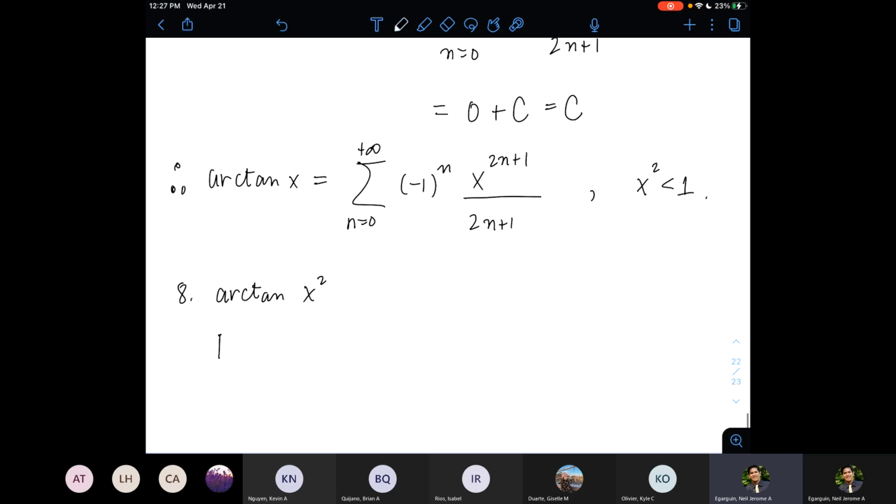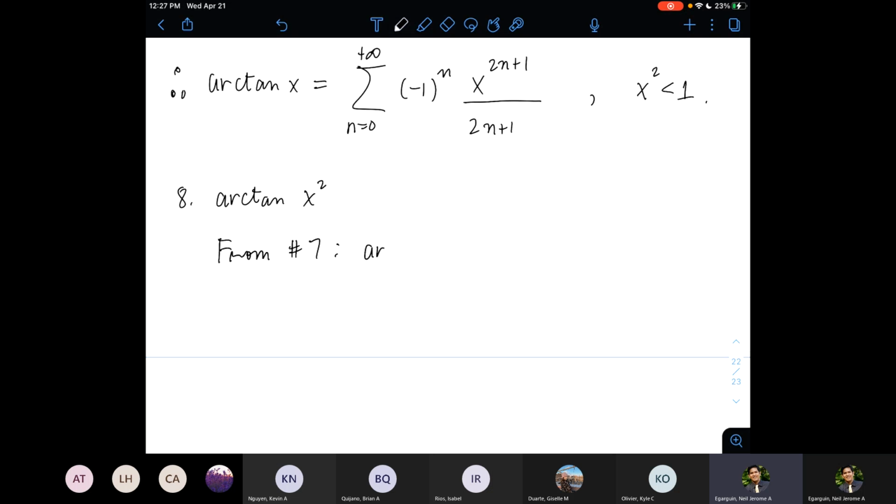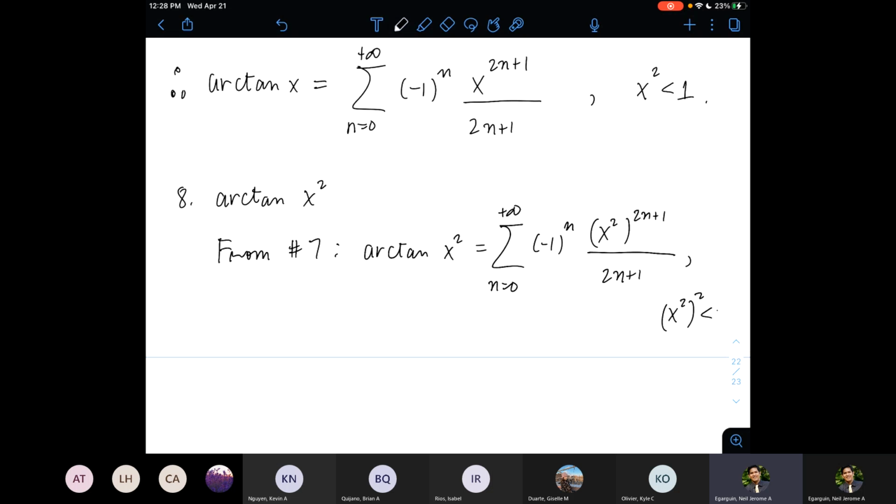So this result from problem 7 will give us arctan of x squared. I'll replace all x's I see by x squared. And this should be true for all x squared quantity squared less than 1, right? That's the interval of convergence. Because again, even here in the condition for absolute convergence, I needed to replace all x's by x squared, right? So instead of an x squared, I will have an x squared squared.